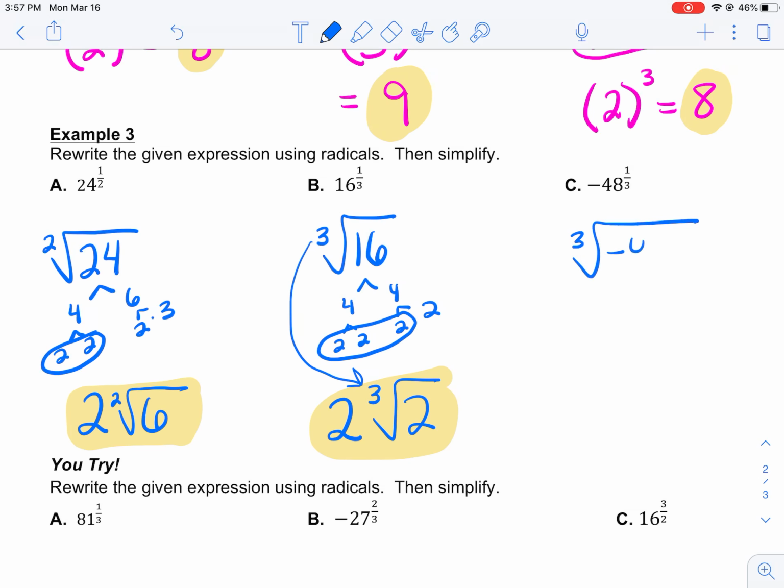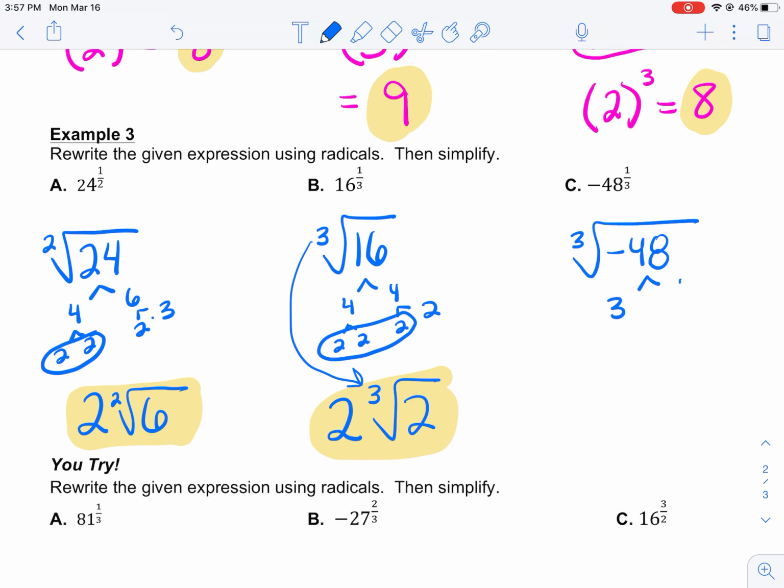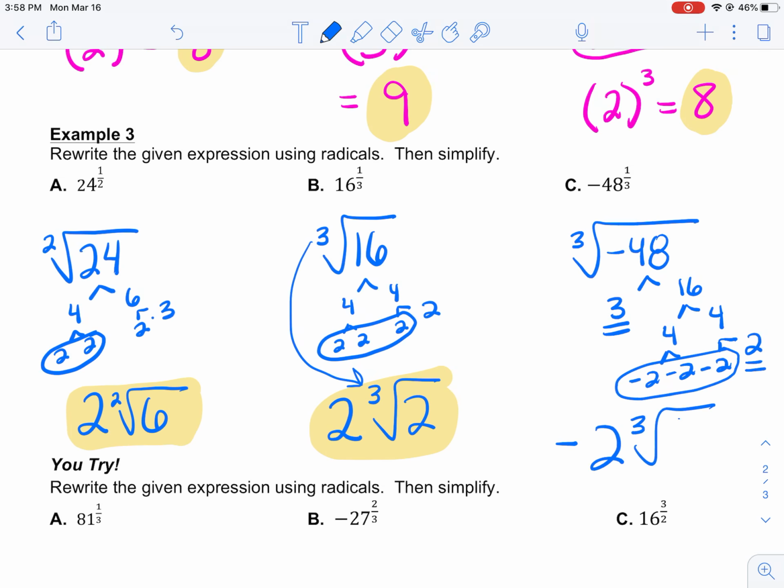So this last one, we have the cubed root of negative 48. We're going to go ahead and break the 48 down. I'm going to do 3 and 16, 4 and 4, 2 and 2, 2 and 2. And remember, because that 48 is negative, we're going to look for 3 2's. I have 3 of them right here, and I'm going to make all of those negative. So I'm going to take out a negative 2, and then I'm going to multiply the 3 and the 2 that are left, and I get the cubed root of 6.